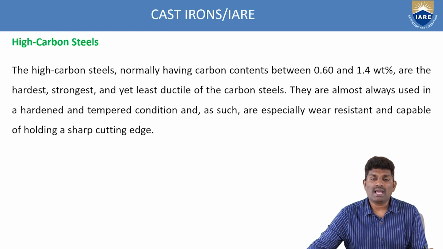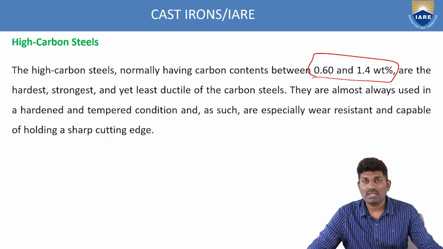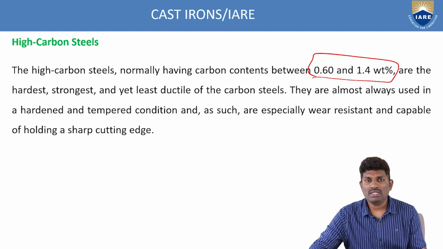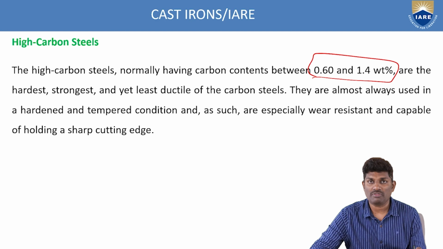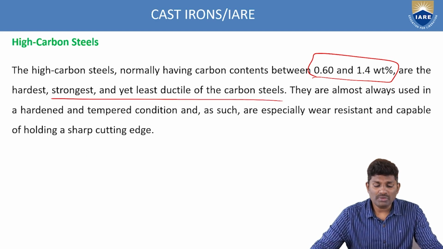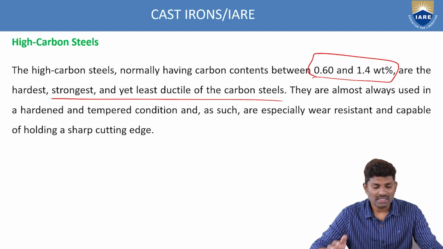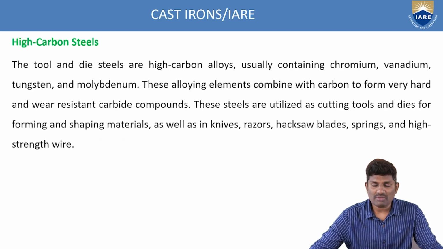Now, the other category is the high carbon steel. In this high carbon steel, what is the composition range? From 0.6 to 1.4% of carbon. So what are the alloys in between these 0.6 to 1.4% of carbon? You can have the high carbon steel, which has the hardest, strongest, and least ductile nature. They are almost used in hardened and tempered conditions, where you can use these types of materials for holding and sharp cutting edges. So these are some of the applications of high carbon steel.